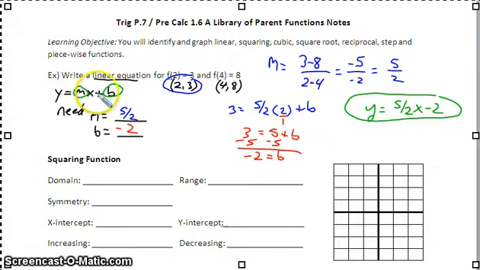So when you see an x value in this equation, that is not squared, so it has a degree of 1, that means you're going to have a line. When you see an x value that is squared, for example, if we're talking about the squaring function, and make sure you write this equation down, y equals x squared, that means that you're going to have a parabola. So you need to know that the basic shape of an equation with just an x is a line. The basic shape of an equation with an x squared is a parabola.